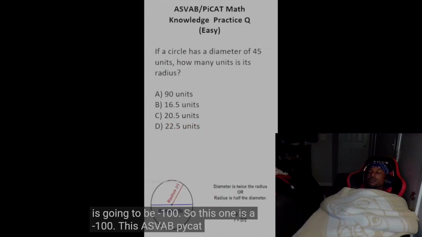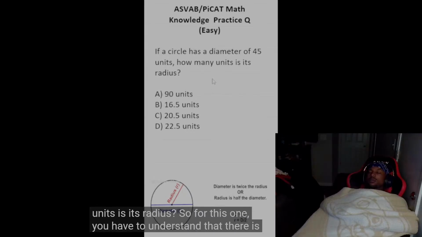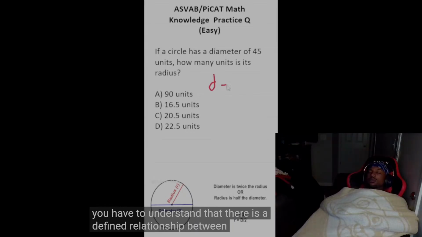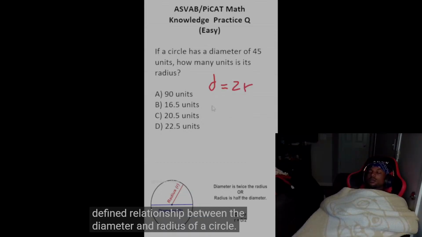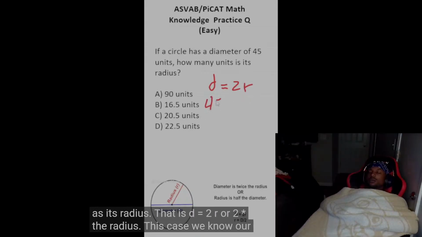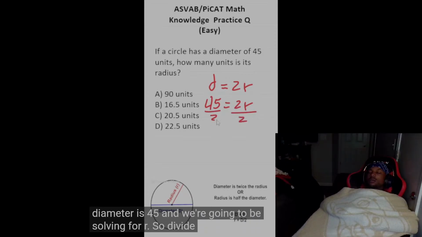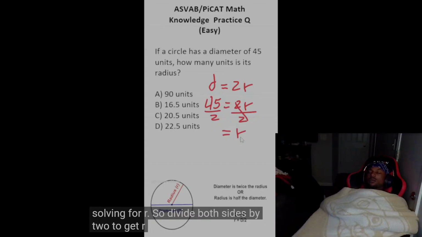This ASVAB PiCAT Math Knowledge Practice Test question says if a circle has a diameter of 45 units, how many units is its radius? So for this one, you have to understand that there is a defined relationship between the diameter and radius of a circle. That is, the diameter D is always twice as long as its radius. That is, D equals 2R, or 2 times the radius. In this case, we know our diameter is 45, and we're going to be solving for R, so divide both sides by 2, get R by itself.